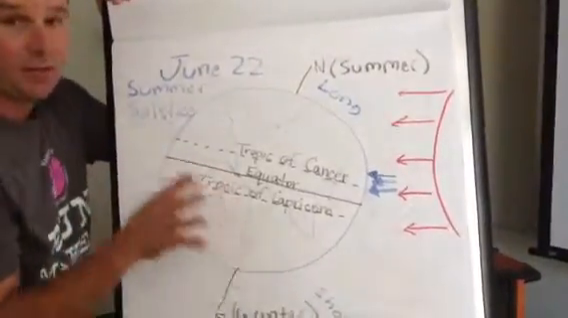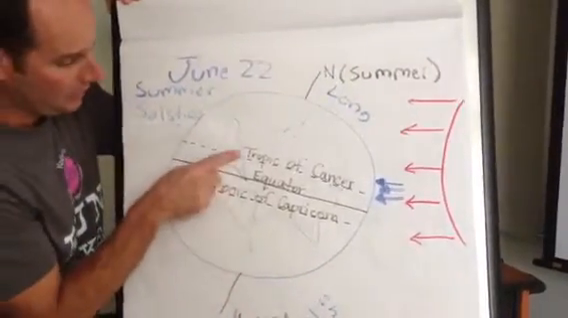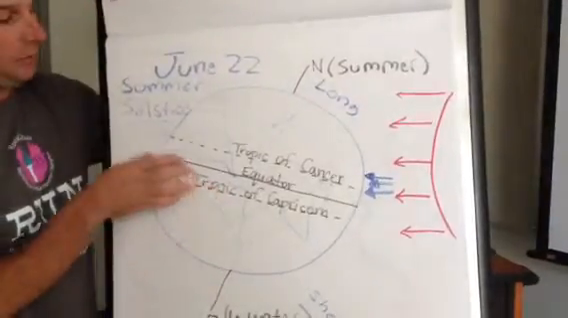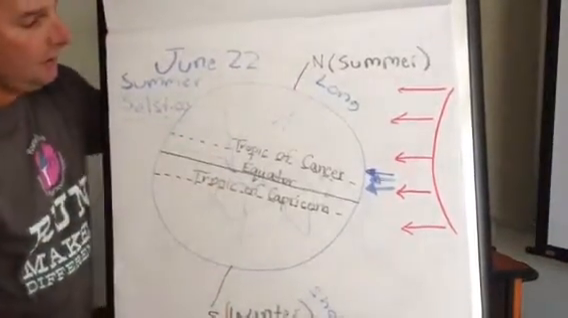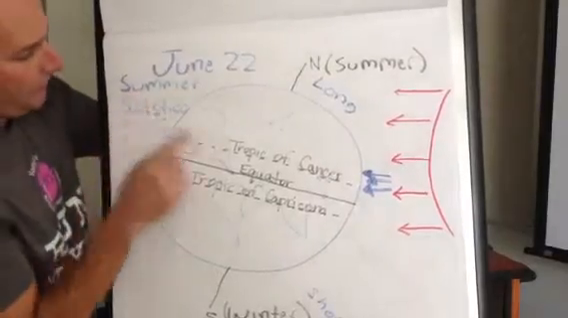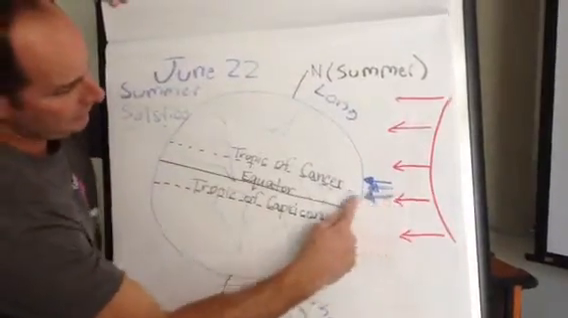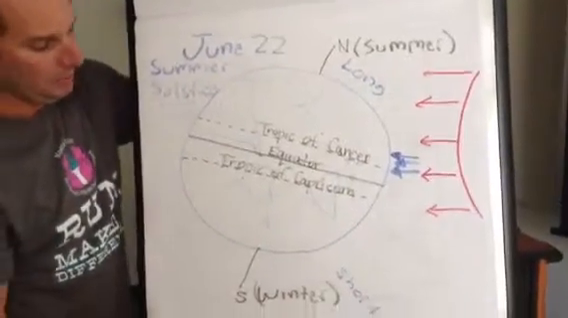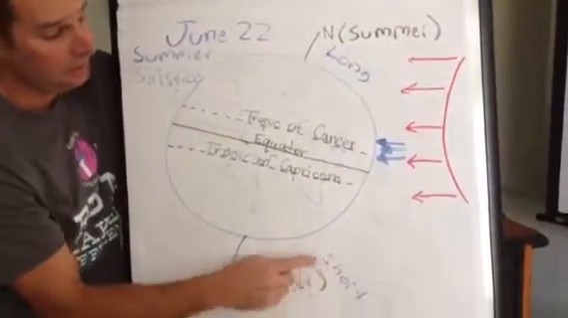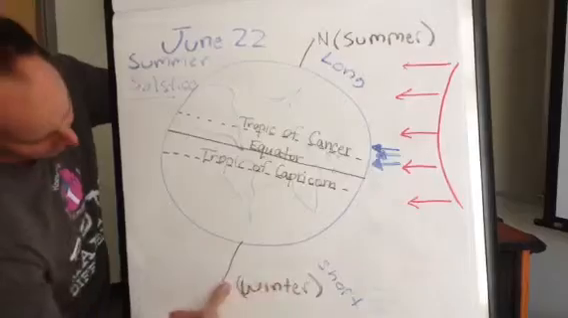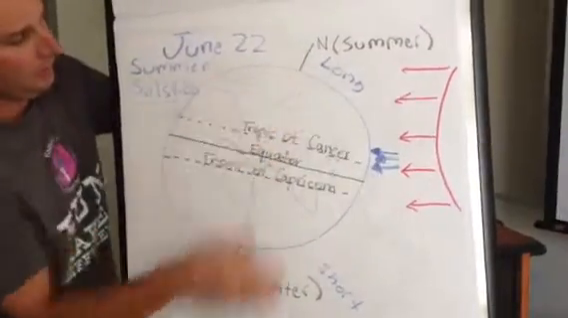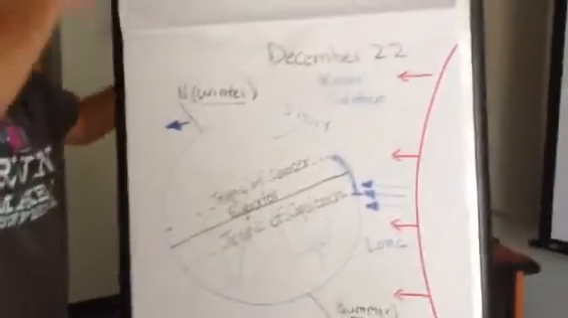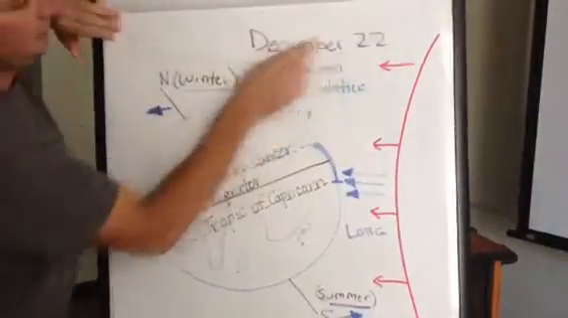Now what that means, you have 3 lines on the Earth: the Tropic of Cancer, the Equator, and the Tropic of Capricorn. These are 3 imaginary lines. Now during the summer solstice, direct sunlight is hitting the Tropic of Cancer. Longest day of the year in the northern hemisphere. Shortest day of the year in the southern hemisphere because it's tilted away from the sun, so it's winter. For us, it's summer.